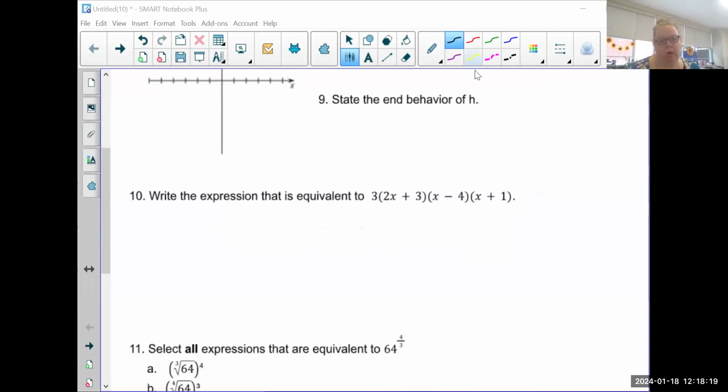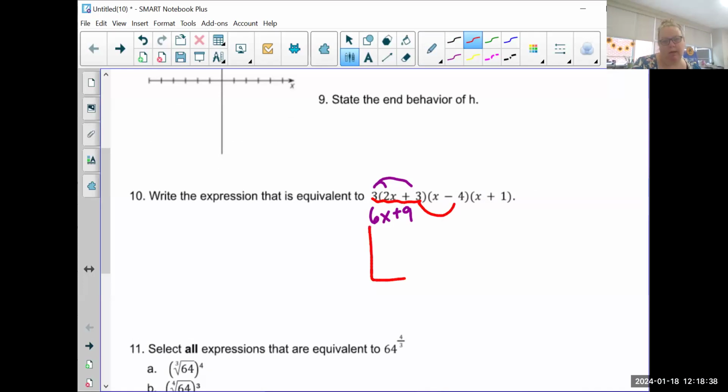So we need to multiply all this together. There's a couple different ways you can do it. I'm going to do it what I think is the easiest way. So I'm going to distribute the 3 to this. That will give me 6x plus 9. And now I need to multiply my answer, which is these two, my answer times x minus 4.